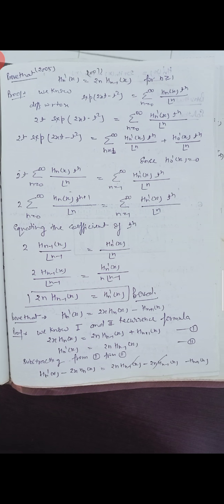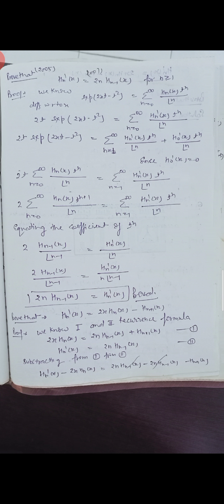Now the next recurrence formula, Hn'(x) = 2n Hn-1(x) for n greater than or equal to 1. For proving, we start from the generating function of Hermite polynomial. This is exp(2xt - t^2) = summation n=0 to infinity Hn(x) t^n/n!. Now differentiating with respect to x, this is 2t exp(2xt - t^2) = summation n=0 to infinity Hn'(x) t^n/n!.